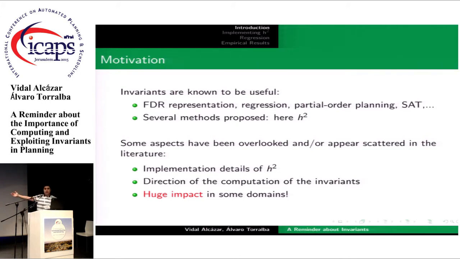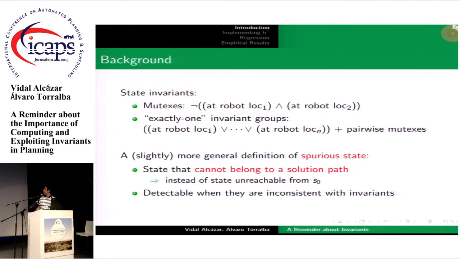And the main point here is that this has a huge impact in some domains and can be useful across many planners. So, well, what are state invariants? State invariants are logical formulas that must hold in every state. The usual definition says in every state that is reachable from the initial state. In our case, we use a slightly more general definition, which is a state that cannot belong to any solution path. So this includes not only states that are unreachable, but also states that are dead ends.